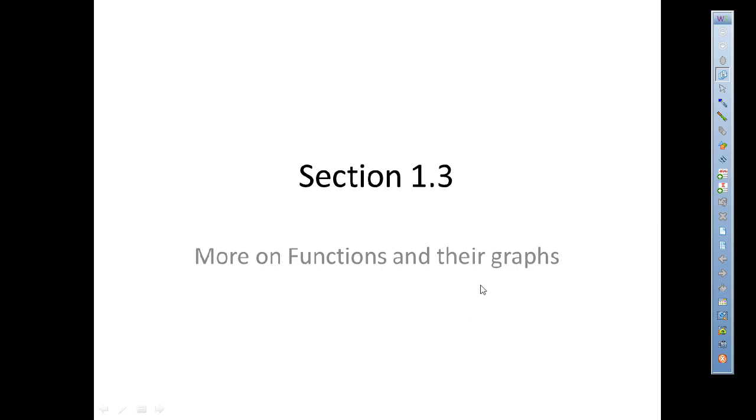Alright, so we're picking up with section 1.3, and it's actually talking more about functions and their graphs. It's a continuation of all the things we talked about in section 1.2, and we want to continue with that and go a little deeper.